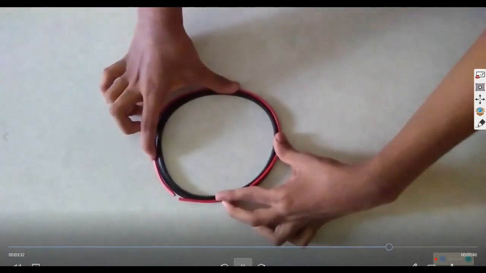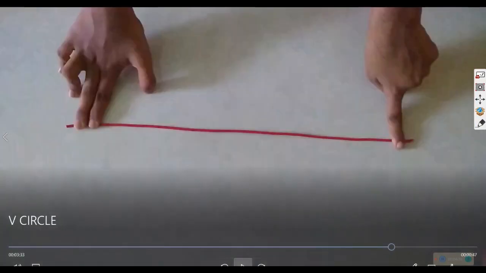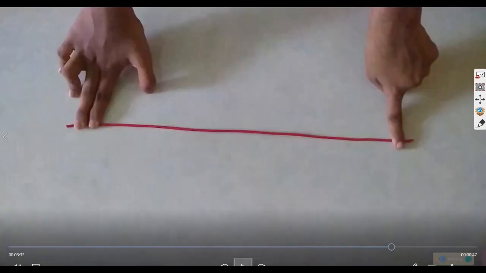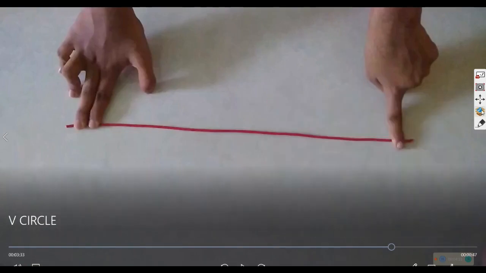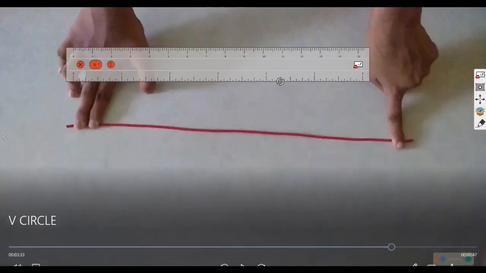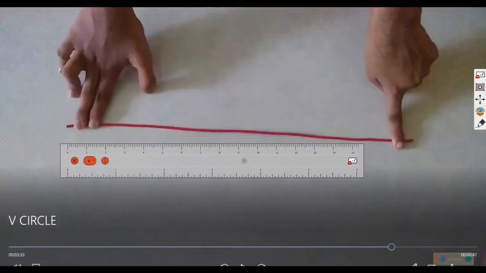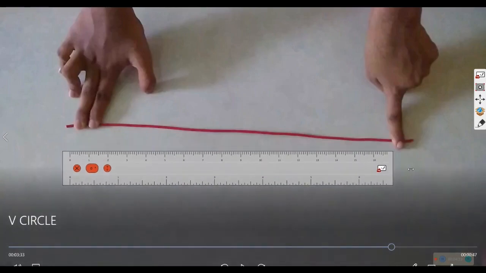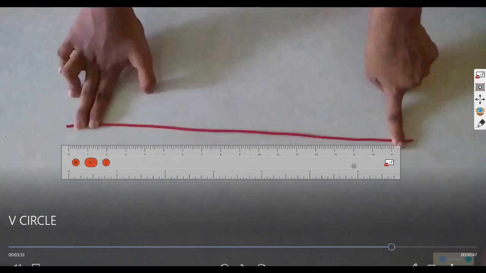To measure the circumference of this ring, which is in circular form, I have taken that wire, expanded it and kept it straight, so that I can use a scale for measuring its length. Here is the scale, so I bring the scale and keep it along with that piece of wire, so that I can measure its length and declare that this is the circumference of that particular ring.